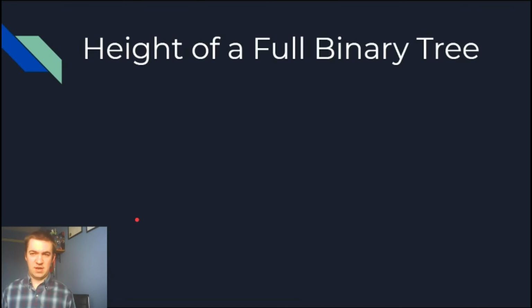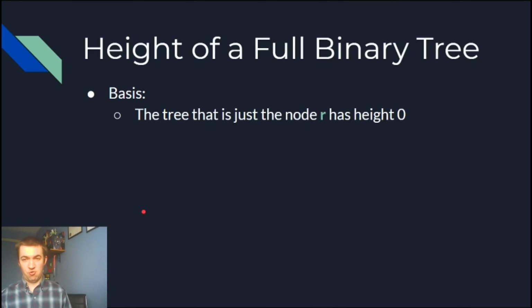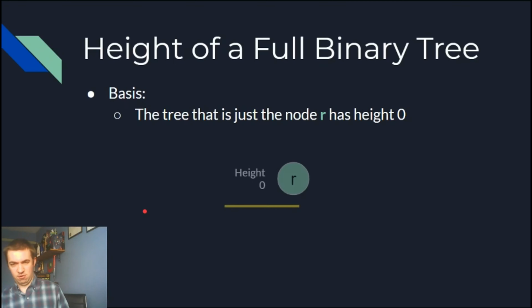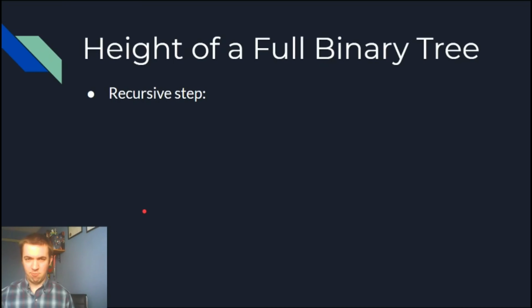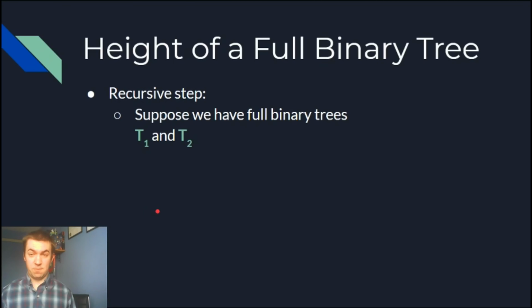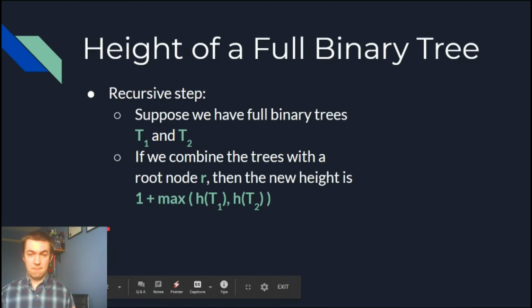So let's define the height of a full binary tree. In the base case, we just have a tree that's a single node R with a height of 0. And that kind of makes sense. Now we're going to do a recursive step where we look at any 2 full binary trees, T1 and T2, that already exist. And if we combine those trees to make a larger one with a new root node R, then the new height is going to be 1 plus the maximum of the height of those 2 trees.